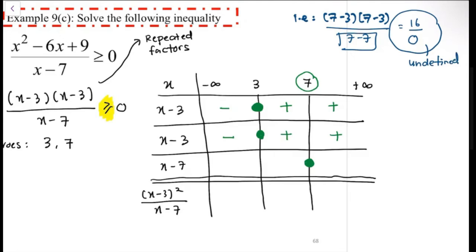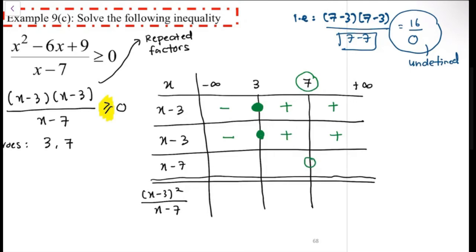So this is not acceptable. Tak boleh benda ni. Because of that, we have to exclude 7. Maksudnya kat sini, to adjust kita punya notation so that kita akan dapat jawapan on 7 just now, kita mesti guna open circle. Tak boleh guna dark circle.